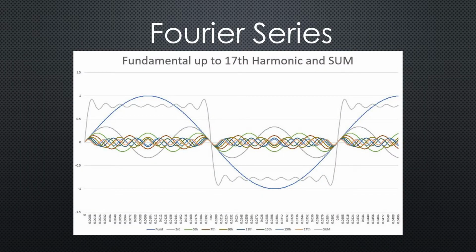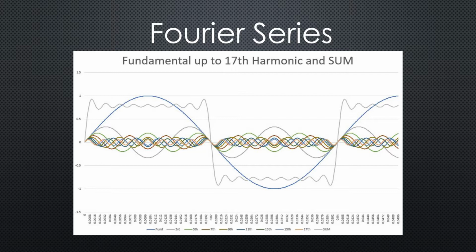Now, if I add up to about the 17th harmonic with different amplitudes for each one, you can see in the gray that I've built up almost a square wave waveform. Now, a lot of the ringing is called the Gibbs phenomenon, and don't worry too much about that, but just know that I've now created a square wave out of all these harmonic components of just sinusoids.